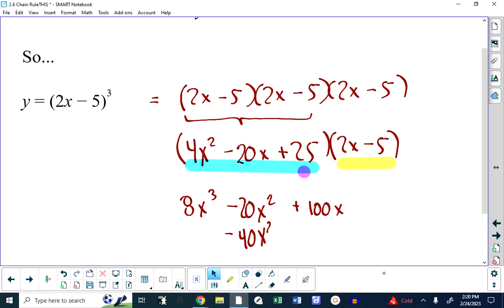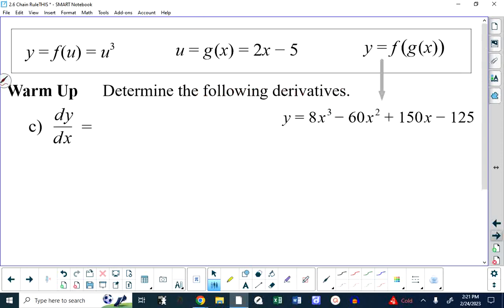But it is. Okay. Now I go to the 25. 25 times 2x is 50x. And 25 times negative 5 is negative 125. So we can add those together. And I already have it added together on the next page, so I'm not going to write it. But you get 8x cubed minus 60x squared, plus 150x minus 125. Okay? So that's what we get.